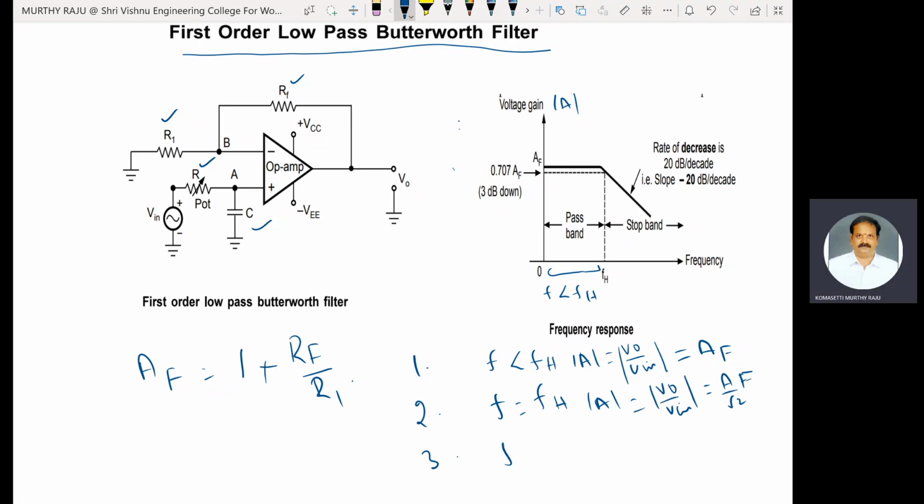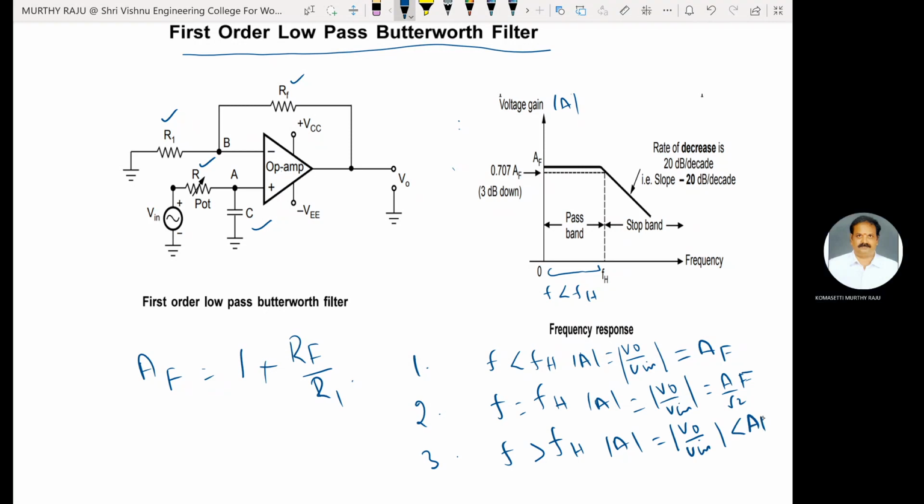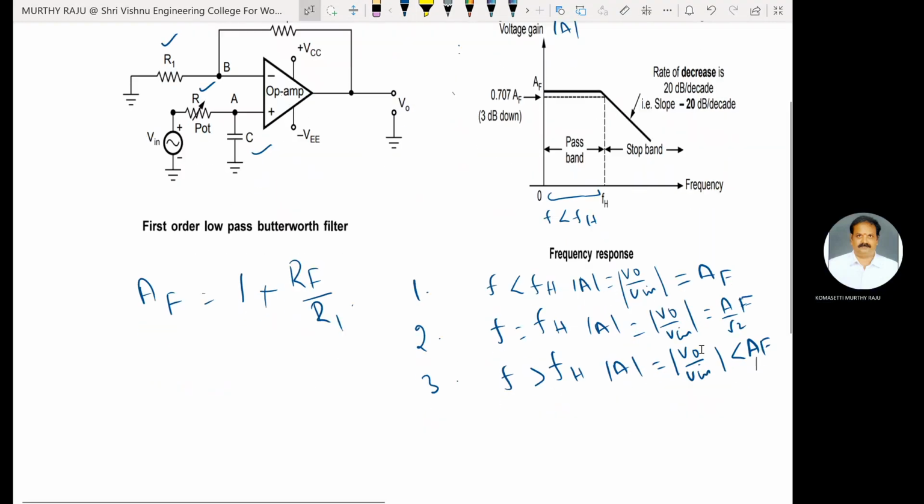Third, for F greater than FH, mod A is equal to mod V naught by V in, which is less than AF. This is the stop band. In the stop band, the gain rolls off at the rate of 20 dB per decade. The slope is minus 20 dB per decade.